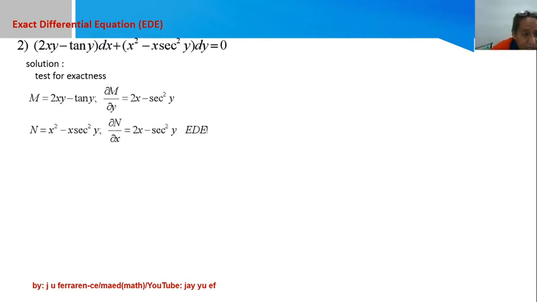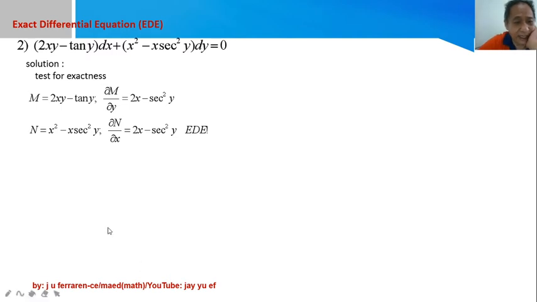Now, number 2. Okay, so these are the terms in our given differential equation. I have to check for exactness. My M is equal to 2xy tangent y. Differentiate this M with respect to y. This becomes 1, so 2x is left. What is the derivative of tangent? Tangent y becomes secant squared y. So my other coefficient should also produce the same result to consider our given as exact.